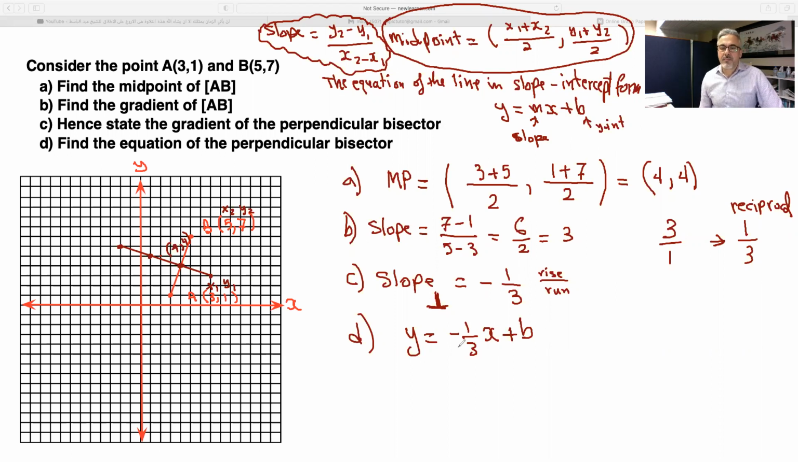So now I have the slope. I want to find the y-intercept. If I want to find the y-intercept on any line, if I'm given the slope, I just need a point on that line. So I need a point on this line right here, the perpendicular bisector, which is at 90 degrees. So we have a point right here, which is 4 and 4. So I'm going to use 4 and 4 to find out what b is. And therefore, this is x, this is y. I'm going to sub in 4 for y equals negative 1/3, and x is 4 as well, plus b.